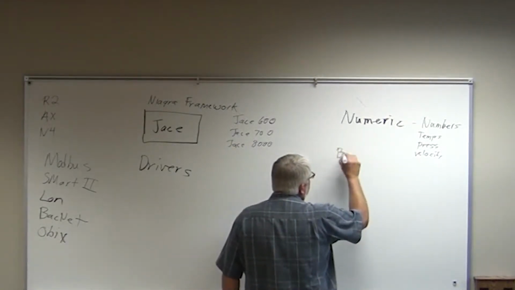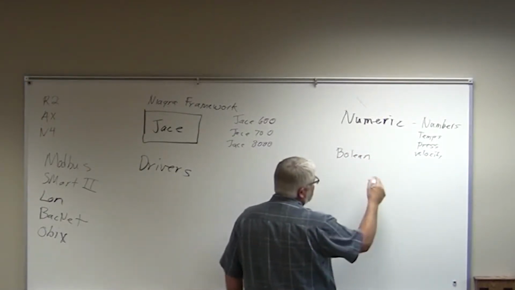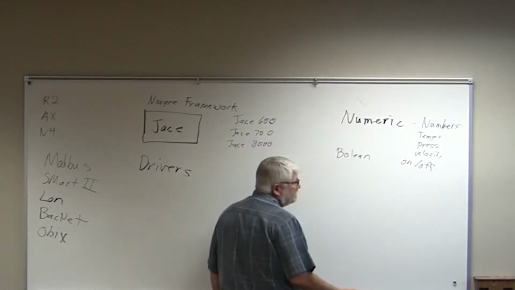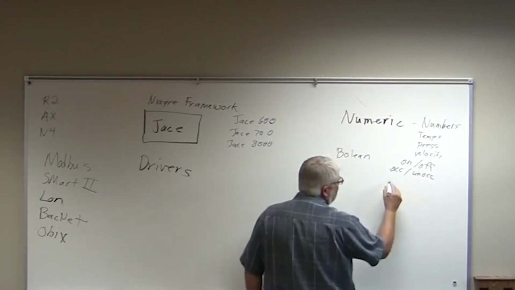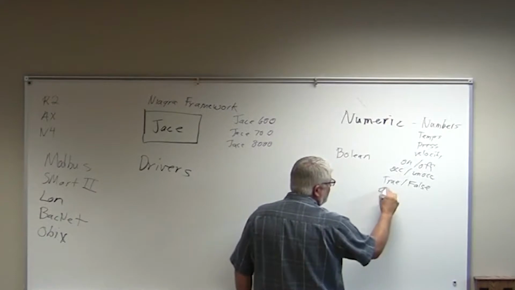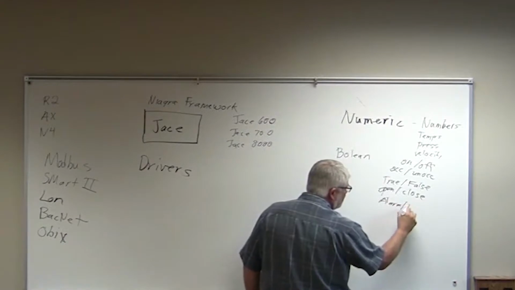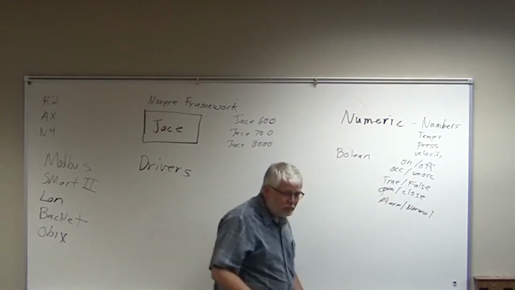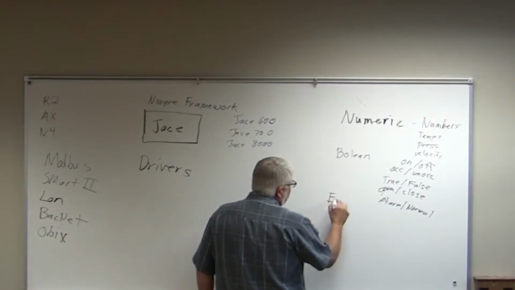Then we have Boolean. That's on-off stuff. Right, and I can't spell probably. So we've got on, off, occupied, unoccupied, true, false, open, closed, alarm, normal. Lots of different things for Boolean, right? Then there's another one that's called enum.